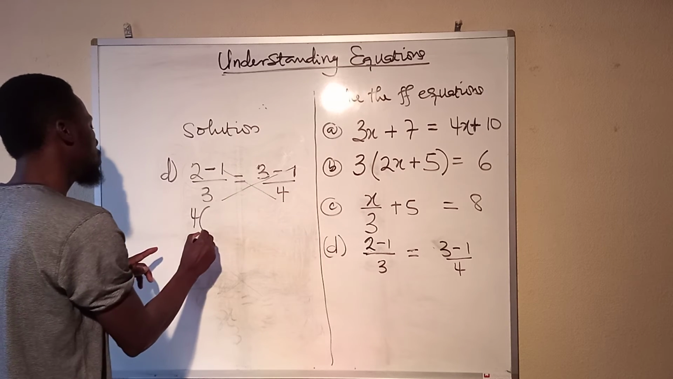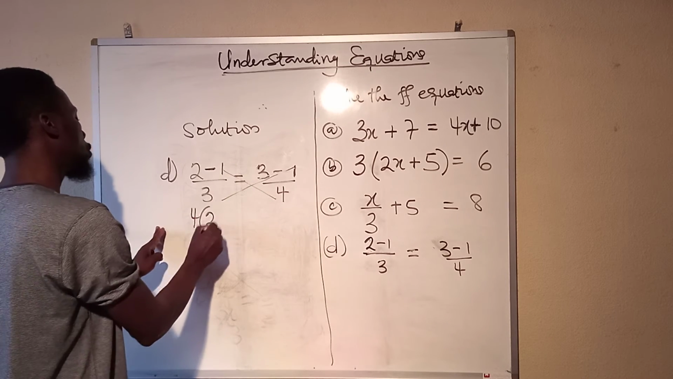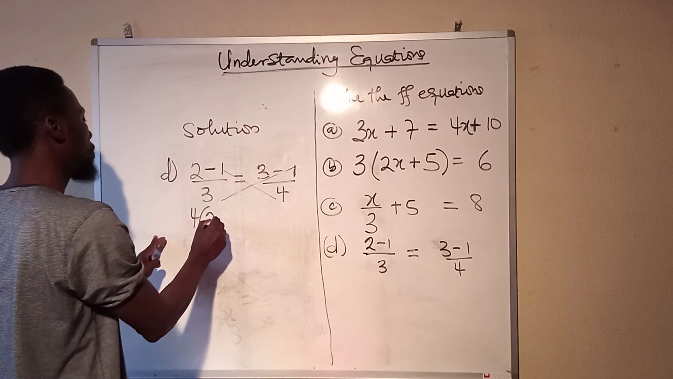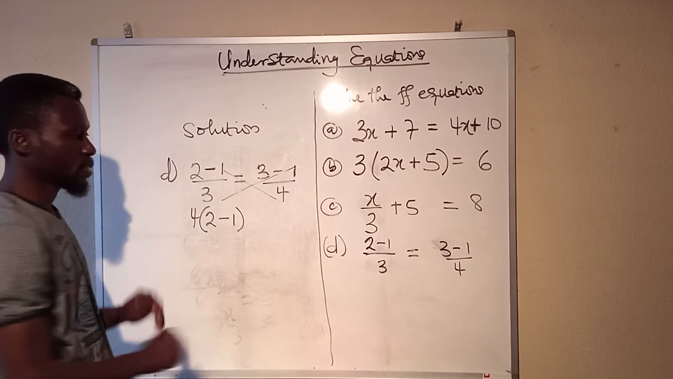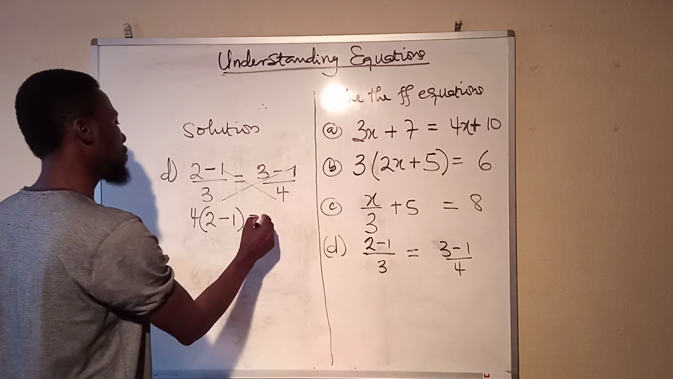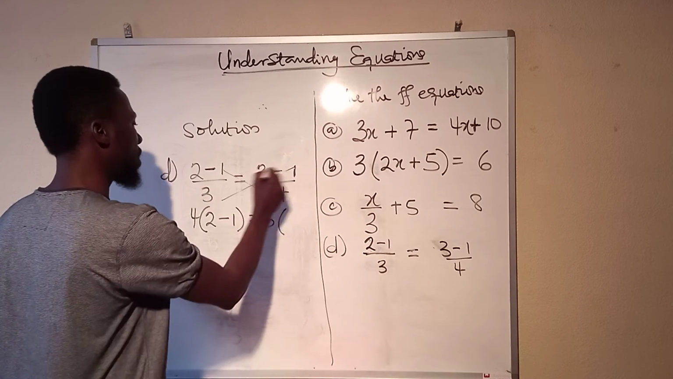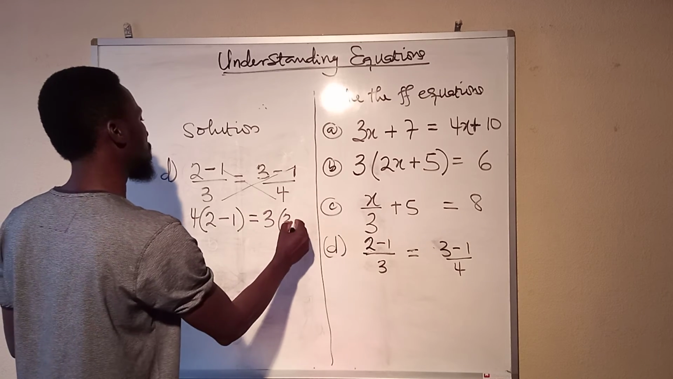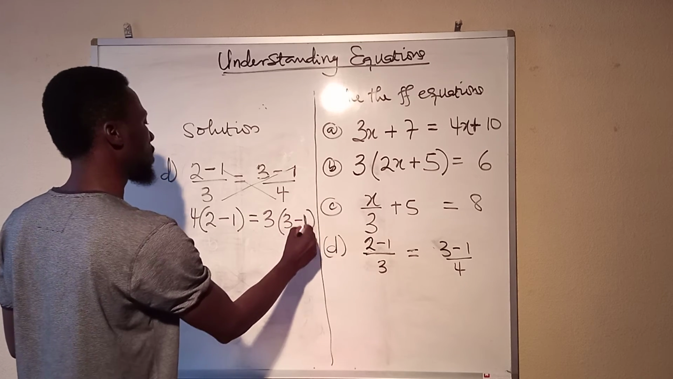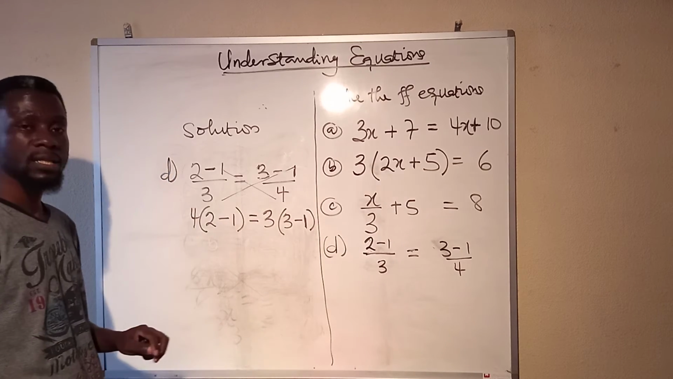Instead of that, just introduce a bracket and put the term. This is what we call a term. Put 2 minus 1 there. So this means 4 is multiplying everything that is in this bracket. Now this is equal to the same thing over here. 3 is multiplying everything that is the numerator here. And the numerator is a term, which is 3 minus 1. And that ends it. The fraction has disappeared.